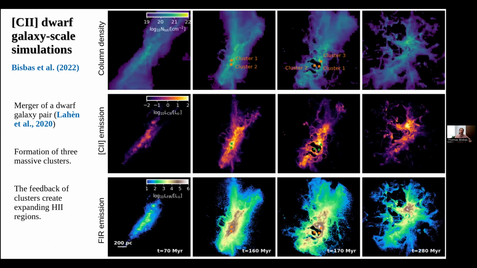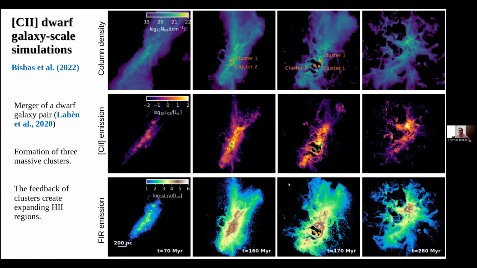On the top, you see the column density of this collision, this merging of the two galaxies. You see that we have cluster formation, massive star cluster formation. So each cross corresponds to a collection of massive stars. The second row shows the C+ emission, and the bottom one shows the FIR emission.